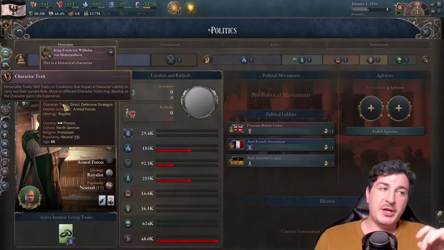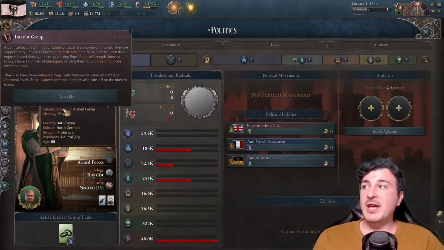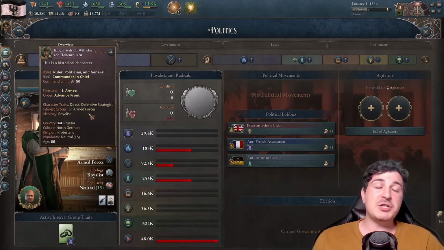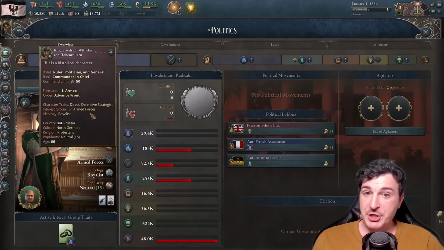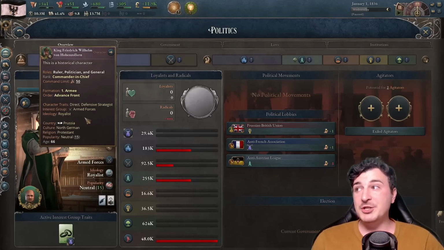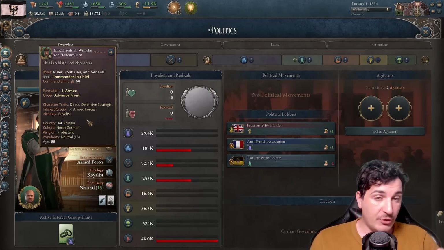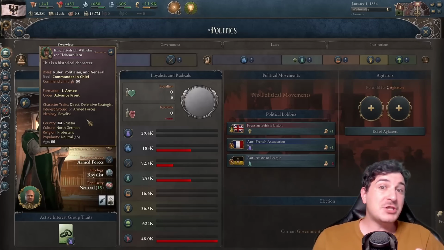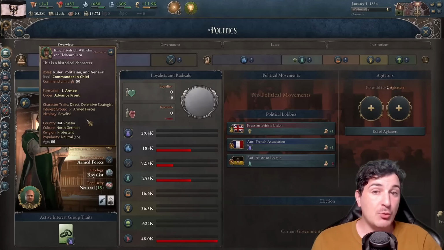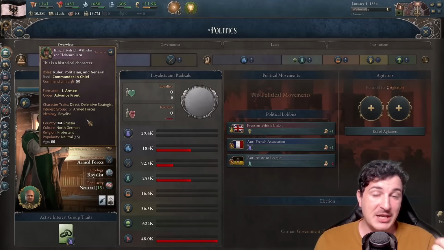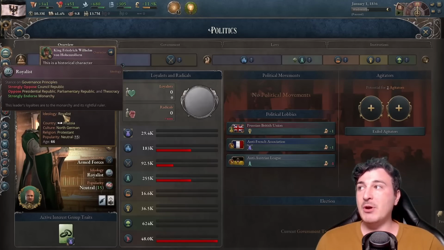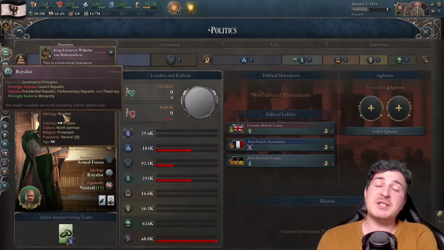Very important thing here, the ideology and the interest group are the main things you need to look out for in your leadership, because whatever interest group your leader is going to be a part of and whatever ideology he might have will massively influence the power of your interest groups, as well as what legislation you will be able to pass, as well as how much support you will have for passing certain legislations. In our case, because he is a royalist, he strongly endorses monarchy.